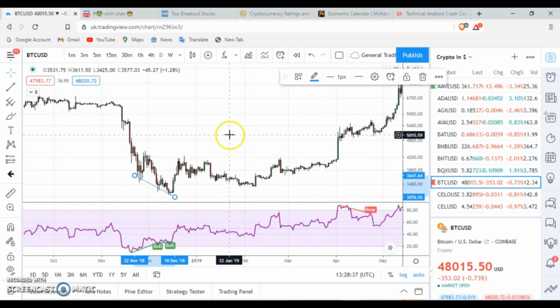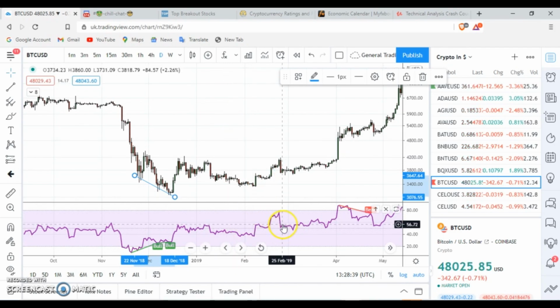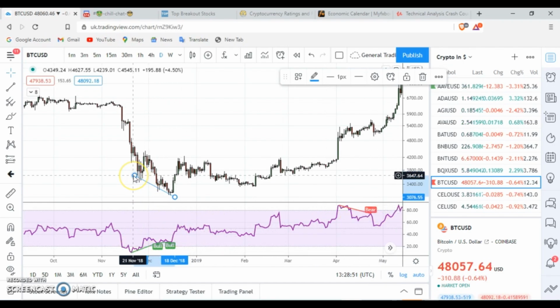You don't need to see these divergences yourself if you use this divergence indicator, which is brilliant. It picks them out for you automatically. So out of normal RSI and divergence indicator, I would definitely choose the divergence indicator because you don't have to pick out the divergence yourself. It picks it up for you. But anyway, let's finish this off.